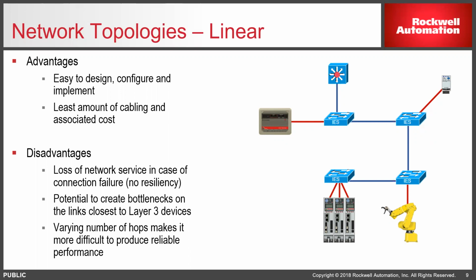And then some of the disadvantages it provides is there is a loss of network service in case of failure because there's no resiliency. So if one node on the network fails, then the entire thing will fail. It does have a potential to create bottlenecks with the links closest to the layer 3 devices. As you see on the diagram on the right, if you're moving up from the machine through the switch to the next layer switch, trying to get to the controller or to your distribution switch at the top, it does tend to create bottlenecks because it's a single path, and a varying number of hops makes it more difficult to produce reliable performance. Again, that's because it's a single point connection, because it's the least amount of cabling that's installed. So while having the least amount of cabling is an advantage on the cost end of implementing, it does sometimes come back to hurt you on the back end with reliable performance.